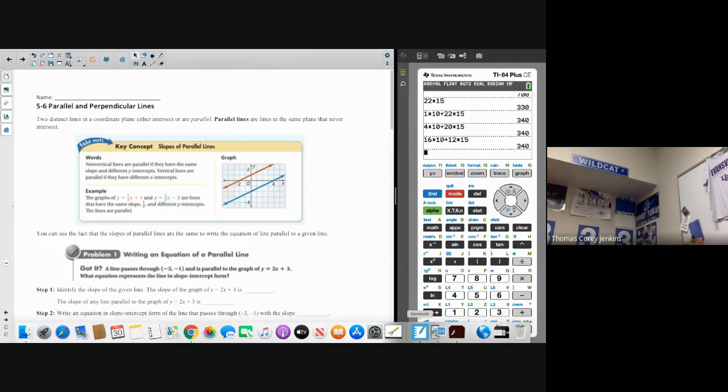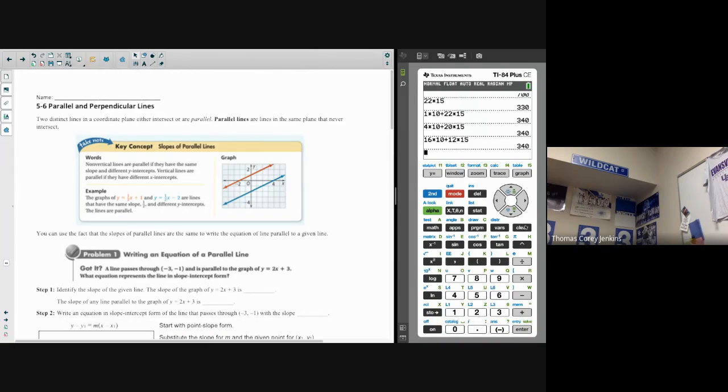All right, I think this is absolutely new, probably. In other words, you did not cover it in algebra, pre-algebra. So anyways, let's go ahead and look at it. It says two distinct lines in a coordinate plane either intersect or are parallel. Parallel lines are lines in the same plane that never intersect, right? So, when your elementary teacher taught you about parallel lines, it's train tracks, right? Two lines that never cross.